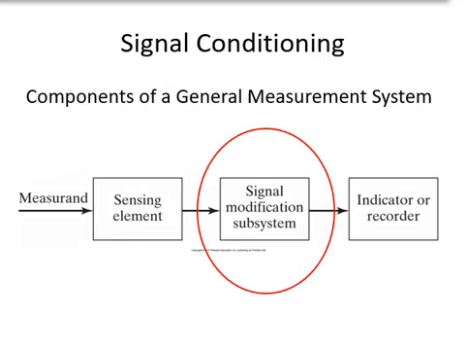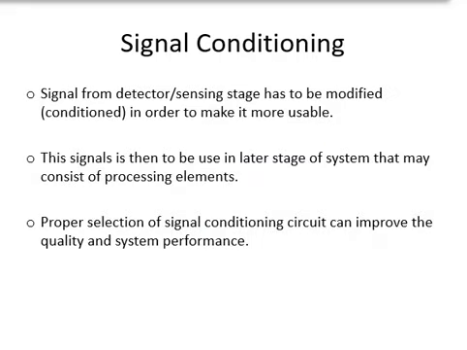The second part is signal conditioning, or in the general measurement system block diagram, we call it the signal modification subsystem. Signal from the detector or sensing stage has to be modified in order to make it more usable. This signal is then to be used in a later stage of the system that may consist of a processing element. Proper selection of signal conditioning circuit can improve the quality and system performance.